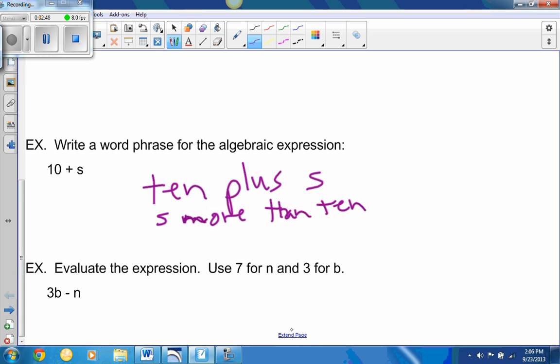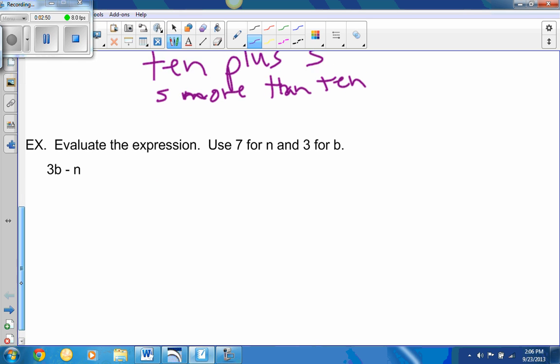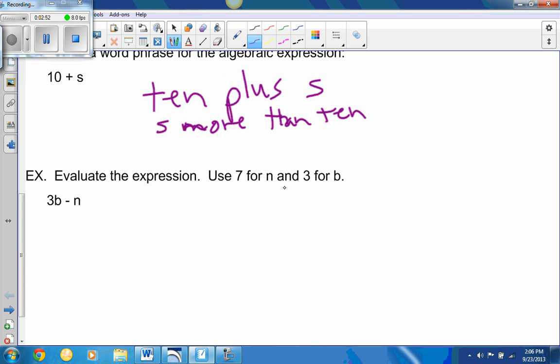And then this one, evaluate the expression. Use 7 for n and 3 for b. So 3b minus n. So the first thing we need to do is substitute our numbers in. So 3 times 3, because it says put 3 in for b, minus 7. And then order of operations, multiplying comes before subtracting. So 3 times 3 is 9. 9 minus 7 is 2. So there's your answer.